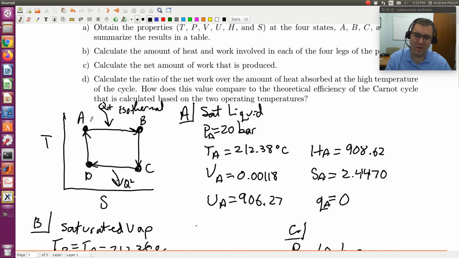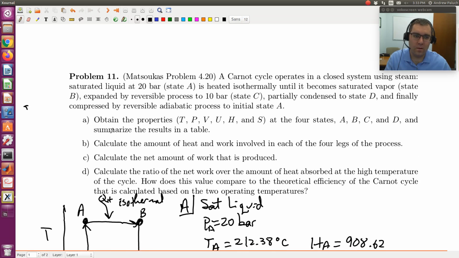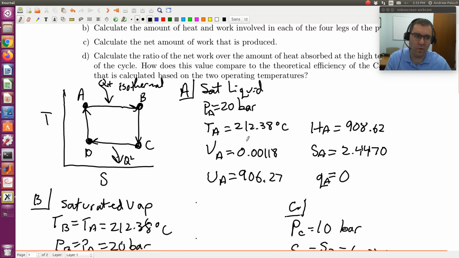We're going from saturated liquid to saturated vapor, to a two-phase mixture that's mostly vapor, to a two-phase mixture which is mostly liquid. Okay. And then back to A. So we've got all of our properties at states A, B, C, and D. And now they want to know the amounts of heat and work involved in each of the 4 legs.